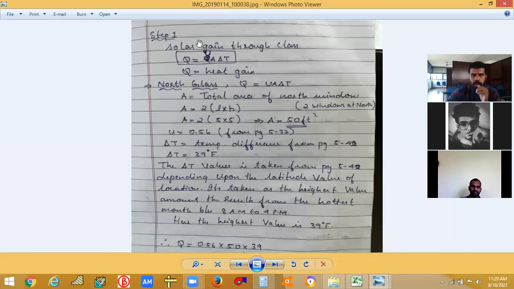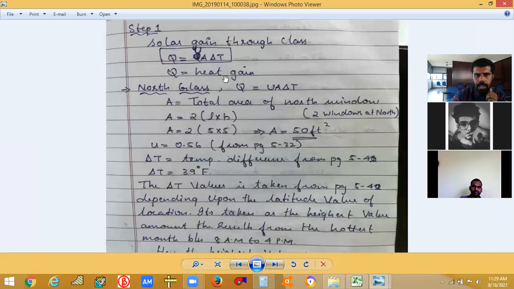Now we know step 1 is solar gain through glass. This is the formula, Q is equal to UA delta T. Q is the heat gain. Now we are going to deal with the north glass. Wherever there is exposure of sunlight, that only we need to consider. Now, we need the U factor, we need area, we need delta T. All these 3 we need to find out.